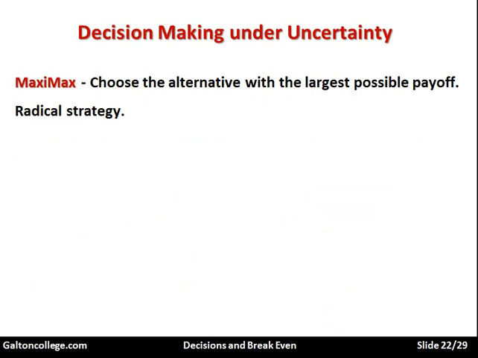There's also a maxi-max. Choose the alternative with the largest possible payoff. This is quite a risky strategy. This is a radical strategy. It's one for a real gambler. Work out the maxima of each row and then take the maximum of the maxima. This is for somebody who really loves taking risk.